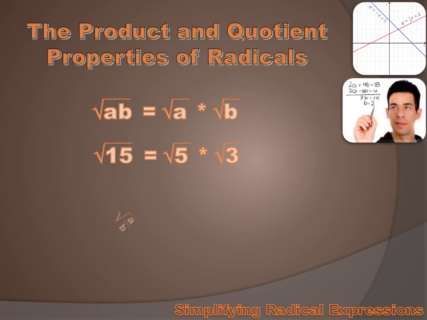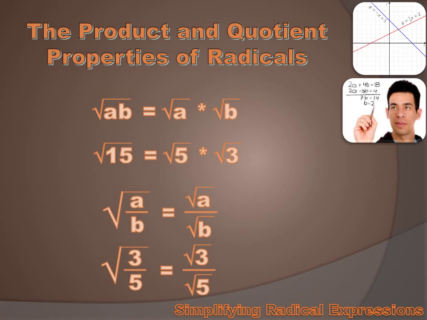The quotient property of radicals says that if I have the square root of a divided by b, I can rewrite that as the square root of a divided by the square root of b. For instance, if I had the square root of 3/5, that could be rewritten as the square root of 3 over the square root of 5.